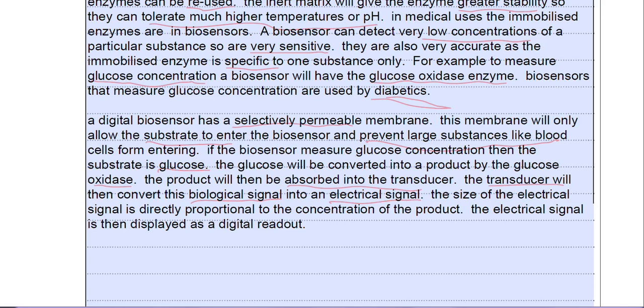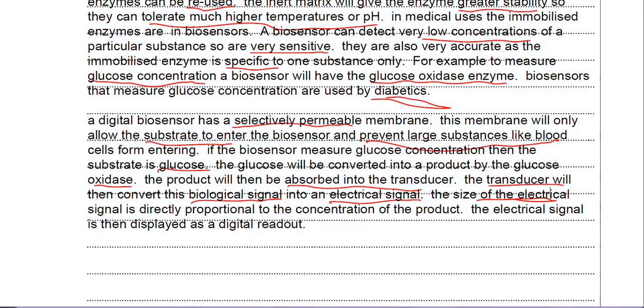And lastly, and this is also mentioned in the notes I've produced, the size of the electrical signal is directly proportional to the concentration of the product. All right, so that's quite important to mention as well, and that is explained in the notes. And lastly then, I've just said that the electrical signal is then displayed as a digital readout.